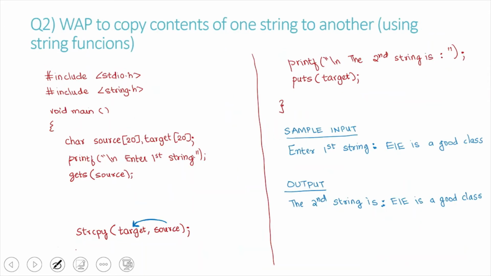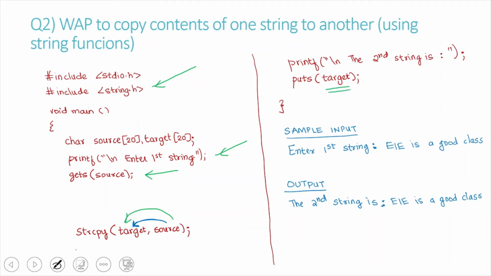Next, using a string function, let us copy the content of one string to another. Remember to use string.h. Then we are prompting the user to enter a string, and that string I'm going to name as source. Then strcpy within brackets target comma source. So whatever string is present in the variable called source is copied to the variable called target. And then we can print the target string.